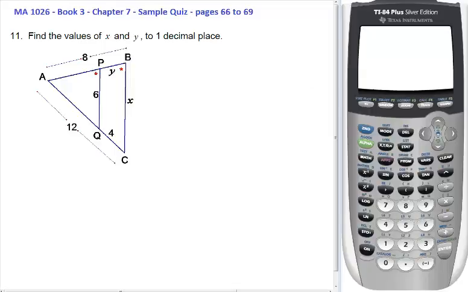Good day, students. Now we're going to look at the solution to number 11 of the chapter 7 sample quiz. This is the first of your full solution or long answer questions, and this is found in book 3 of your ma1026 booklets. It's asking us to find the values of x and y to one decimal place.